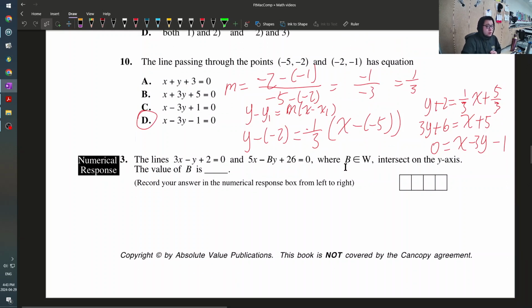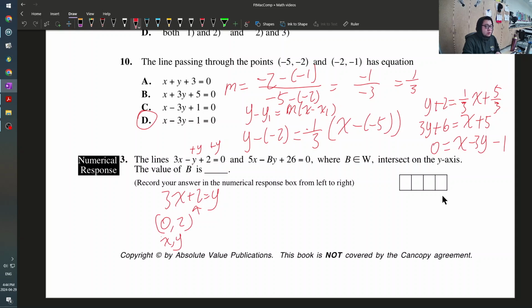Numerical response 3. These two lines intersect on the y-axis, therefore B is... So if they intersect on the y-axis, that means the y-intercepts are the same. So we're going to convert both of these into slope-intercept form. If we just add y on both sides to this, we get 3x plus 2 is equal to y. That means the y-intercept is equal to 2. So that means (0, 2) is going to be a point on the graph.